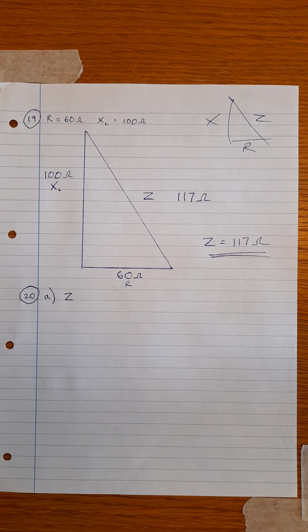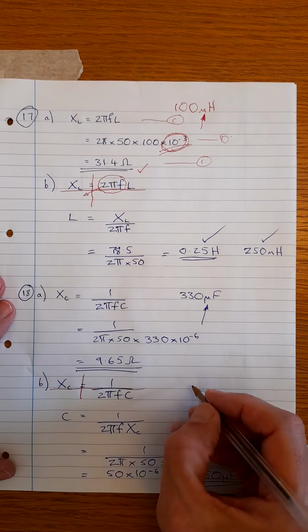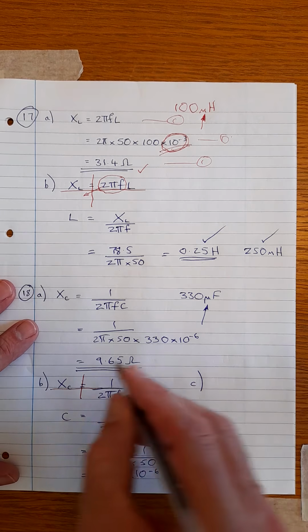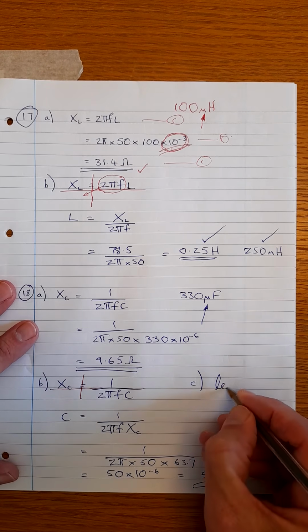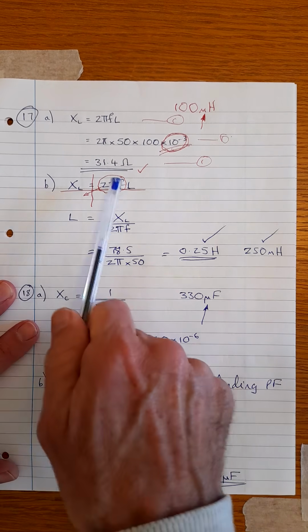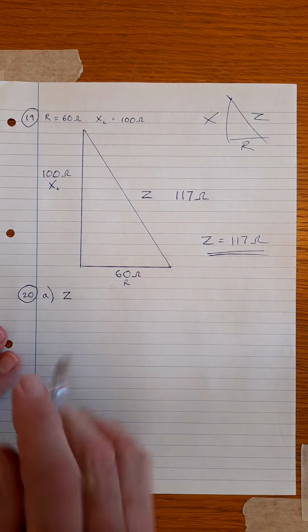Let's move on. Hopefully we'll get through question 20. I'm sorry, I think I've missed a bit out on question 18. Part C asks what type of power factor will this component have? It's a capacitor, it's a leading power factor. And an inductor would have a lagging power factor. Sorry about that.